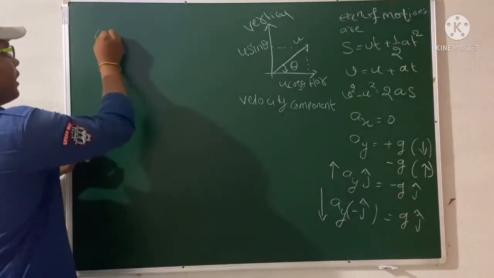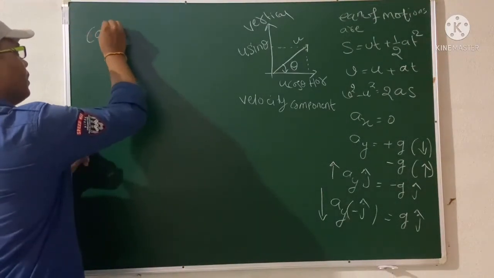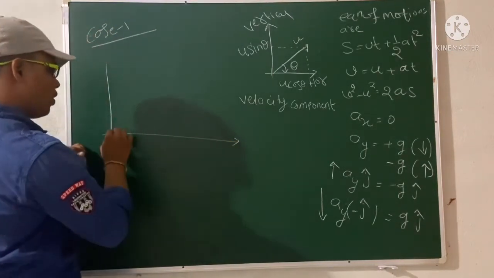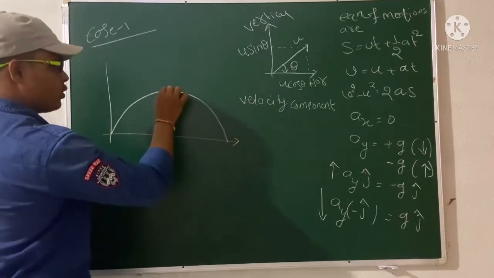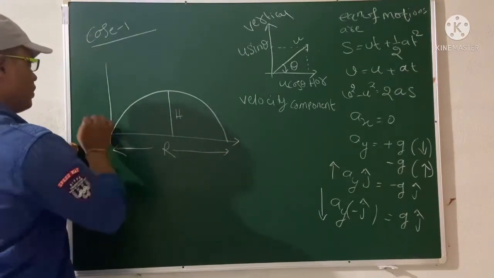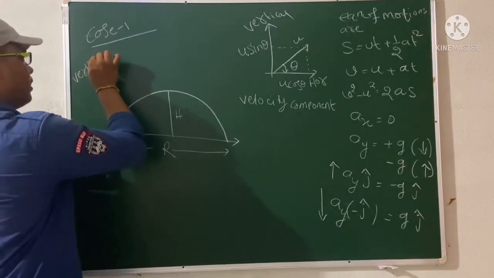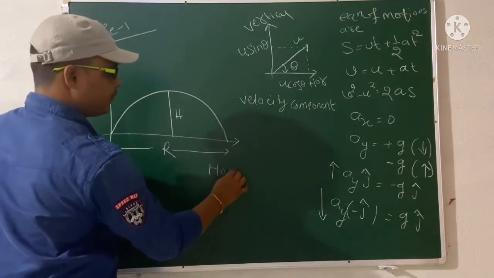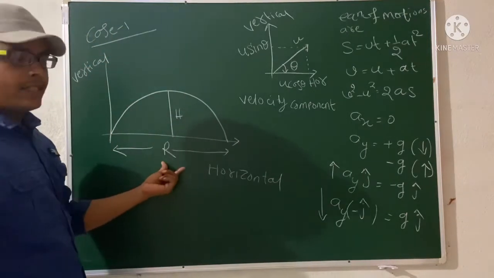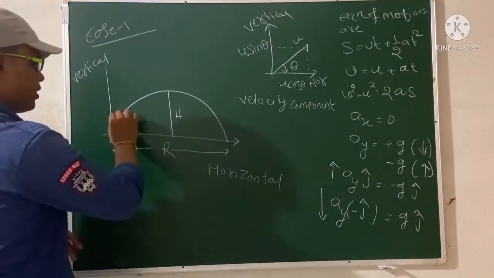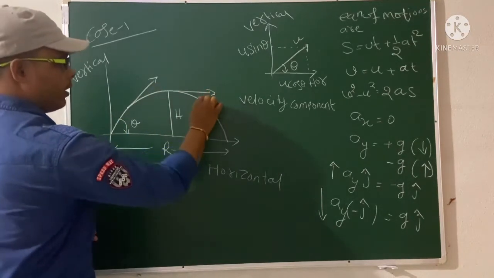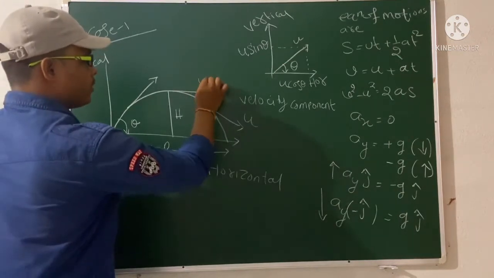Then what we discussed in case 1. In case 1, we discussed that the object is launched from the ground, it reaches a maximum height and it covers a range horizontally. So this is your vertical and this is your horizontal, the range, and this is the height, and this is the angle theta made with the horizontal. At a particular point, your velocity direction is this one.